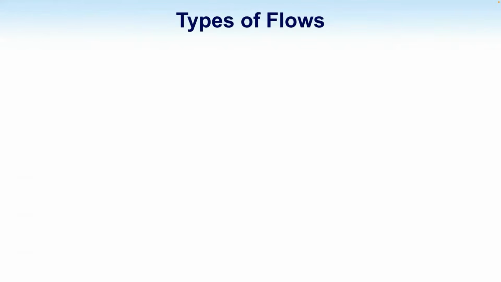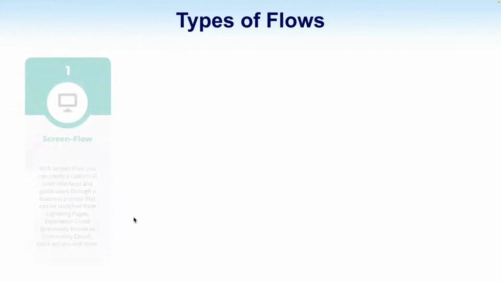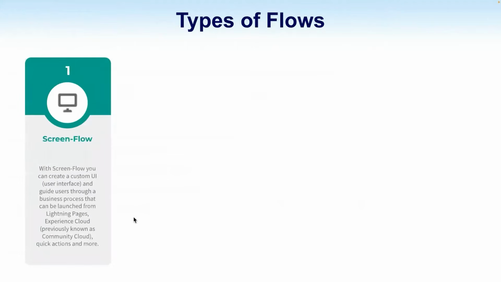Now, there are 5 different types of flows that Salesforce currently offers. So the first one is called a screen flow, which is to create a custom user interface and guide users through a series of steps to complete a task. For example, you can build a flow to allow users to enter the account information first, then take them to the next screen, enter the contact information, take them to the third screen, enter the case information, and then create all those records in one go.